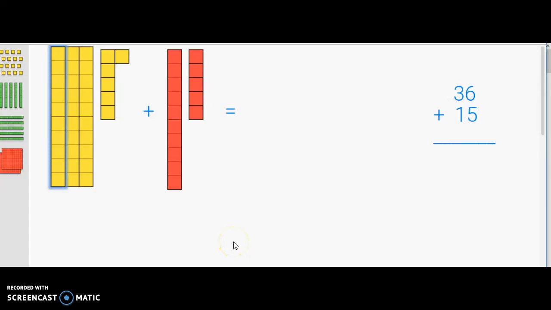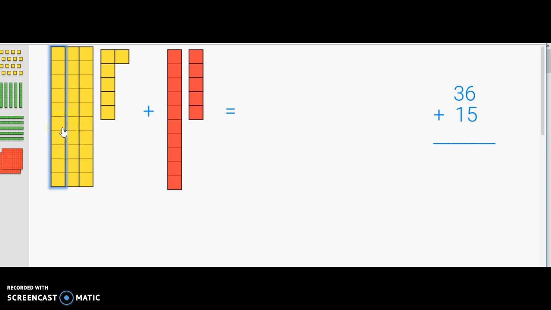Today we are going to find the sum using the regrouping strategy. First we are going to use base 10 blocks, then we will use the regrouping strategy the traditional algorithm way. Let's start with the base 10 blocks. First we are going to add 36 plus 15.